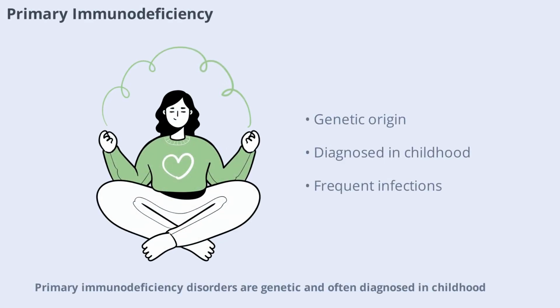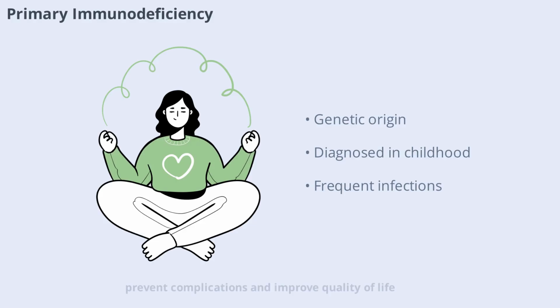Primary immunodeficiency disorders are genetic and often diagnosed in childhood. These conditions result from defects in the immune system's development or function. There are over 400 types of primary immunodeficiencies, each affecting different parts of the immune response. Some people may experience frequent infections, while others might have autoimmune symptoms. Early diagnosis and treatment are essential to prevent complications and improve quality of life.